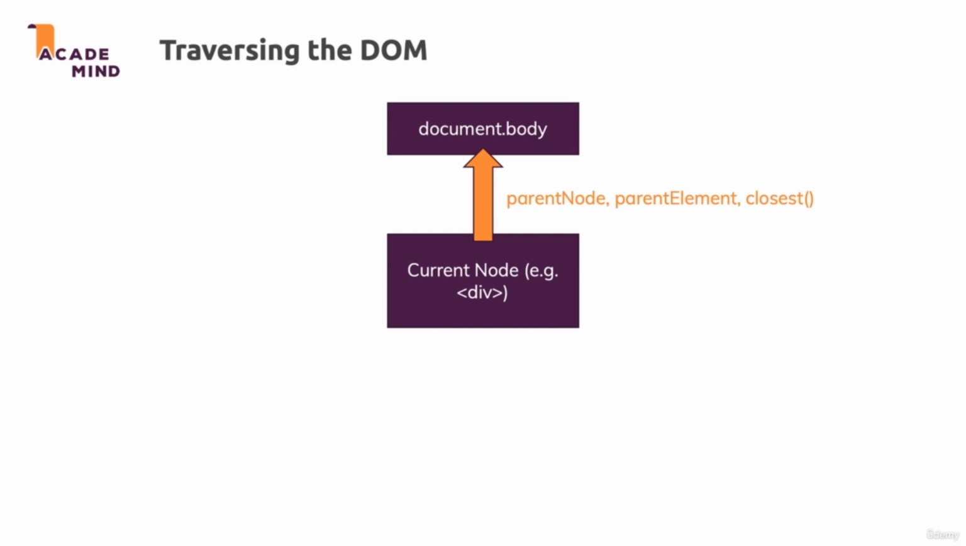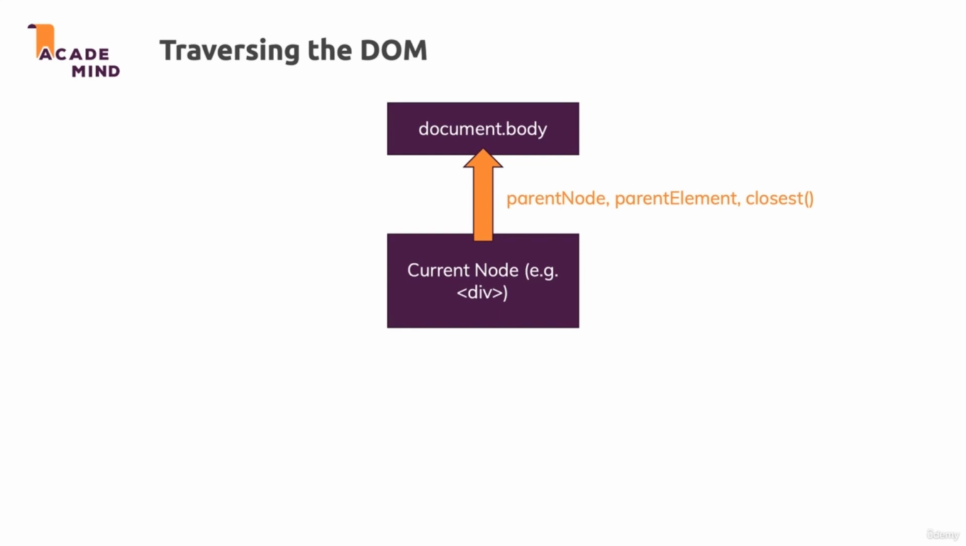The difference being that parent node selects any parent node, whereas parent element only selects a parent node that also is an element, so only parent HTML elements. There also is the closest method, which you can use to not just take a direct parent, but take any ancestor that matches a certain CSS query. And I'll show you how all of these work in action in the next lectures, of course.